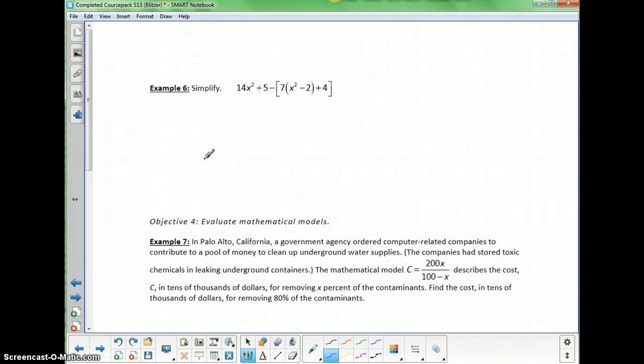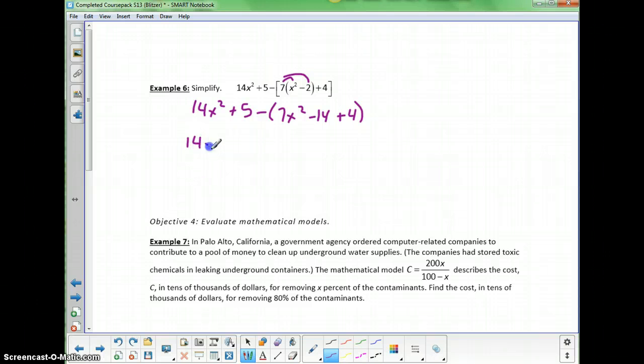Alright, we've got another thing here to simplify with order of operations, and this one also has variables. We're going to work from the inside out on this one. So I'm going to start with 14x squared plus 5 minus. Now, I can't combine those parentheses because of the variable, but I can use the distributive property to simplify. So I'm going to have 7x squared minus 14 plus 4. Alright, now we're going to simplify inside the parentheses.